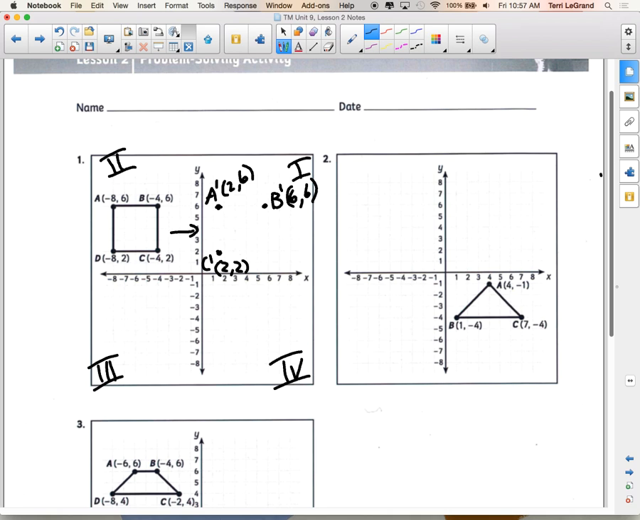I'm going to pass out some rulers so you can draw a nice square. Hopefully you can draw a nice square once you get your 4 points plotted. Okay, after you have your 4 points plotted, see if you can make a square out of it.